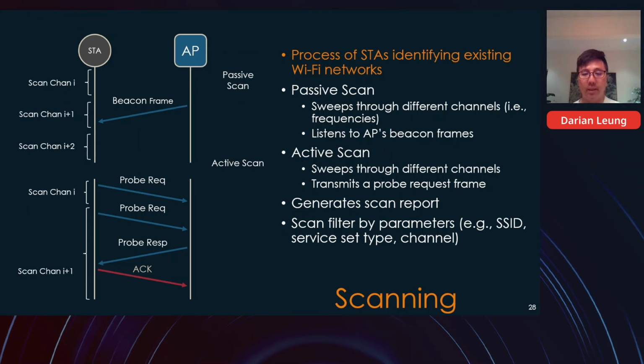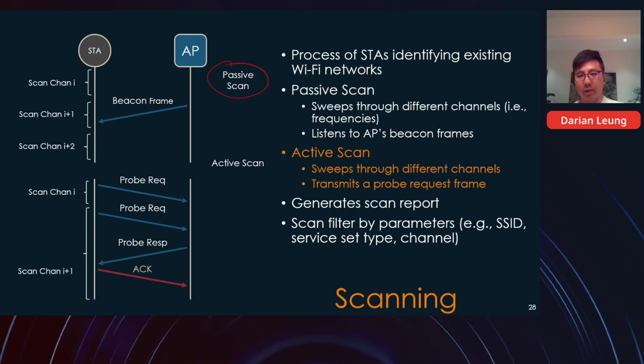Scanning is a management operation for stations to discover Wi-Fi networks. Scanning can either be passive or active. With passive scanning, stations listen for beacon frames from APs of different BSSs. Different BSSs operate at different frequencies, otherwise known as channels, so a passive scan will sweep through multiple channels.